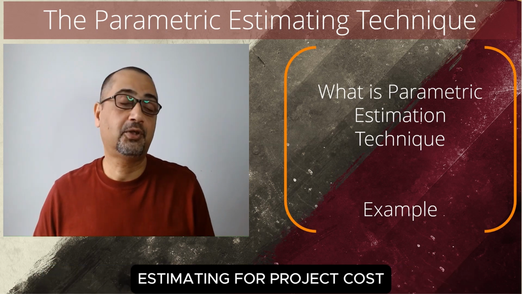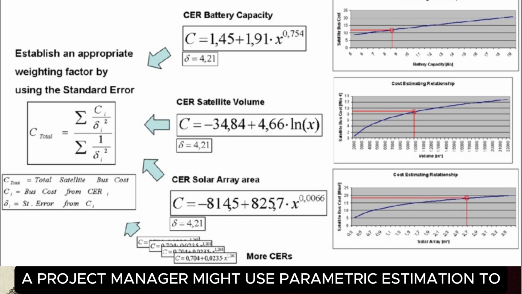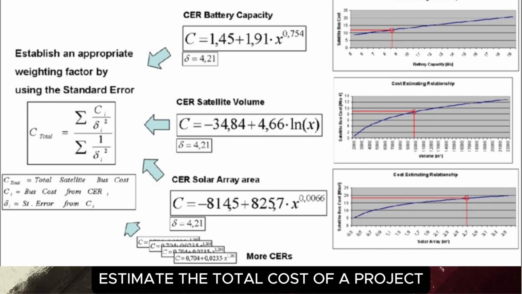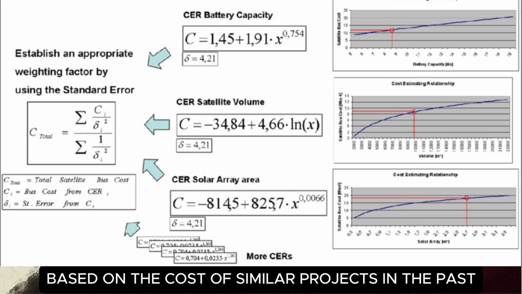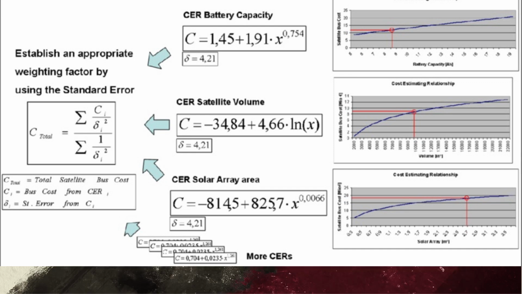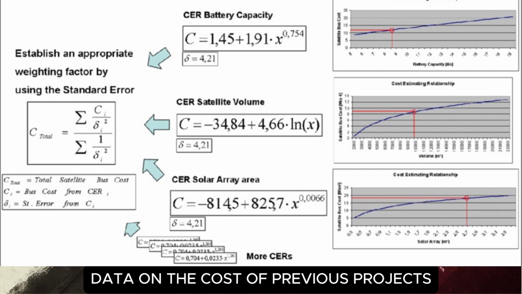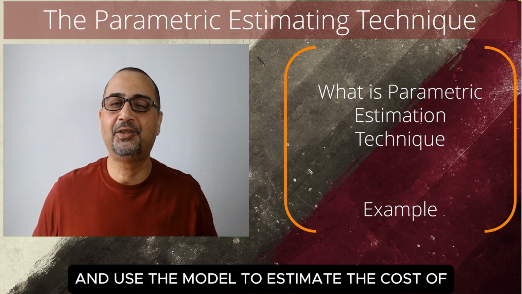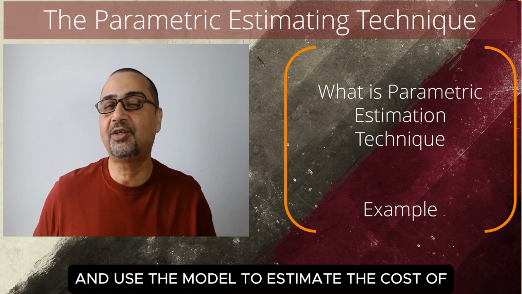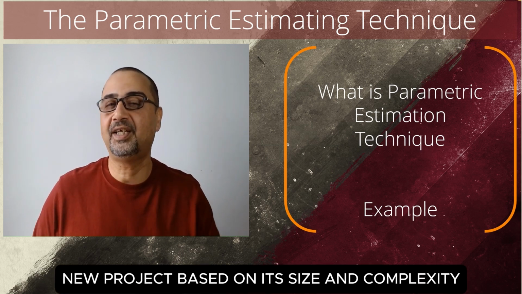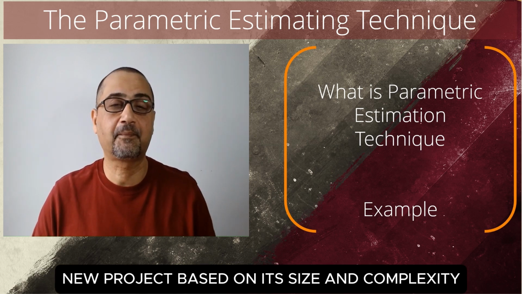Estimating project cost. A project manager might use parametric estimation to estimate the total cost of a project based on the costs of similar projects in the past. For example, the project manager might fit a statistical model to data on the costs of previous projects and use the model to estimate the cost of a new project based on its size and complexity.